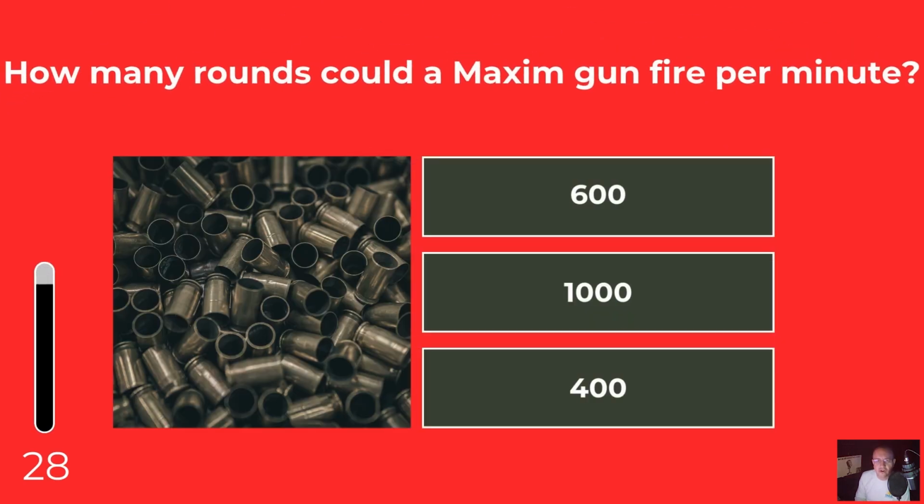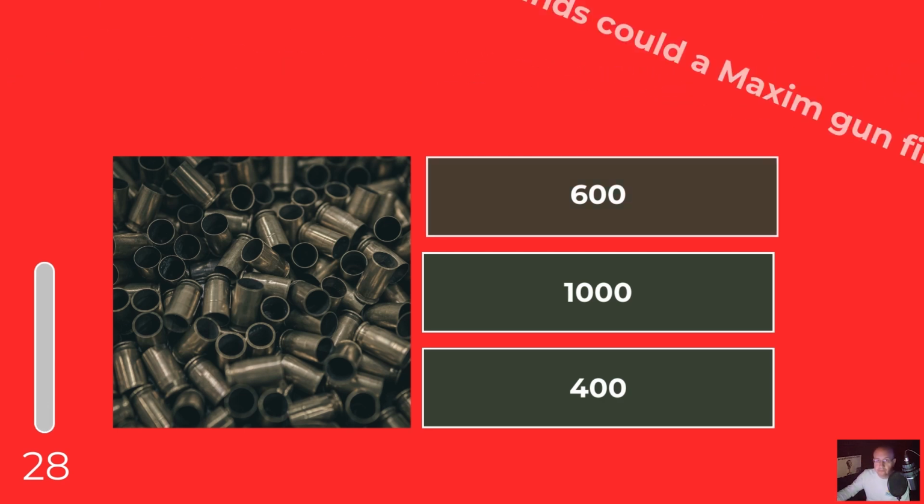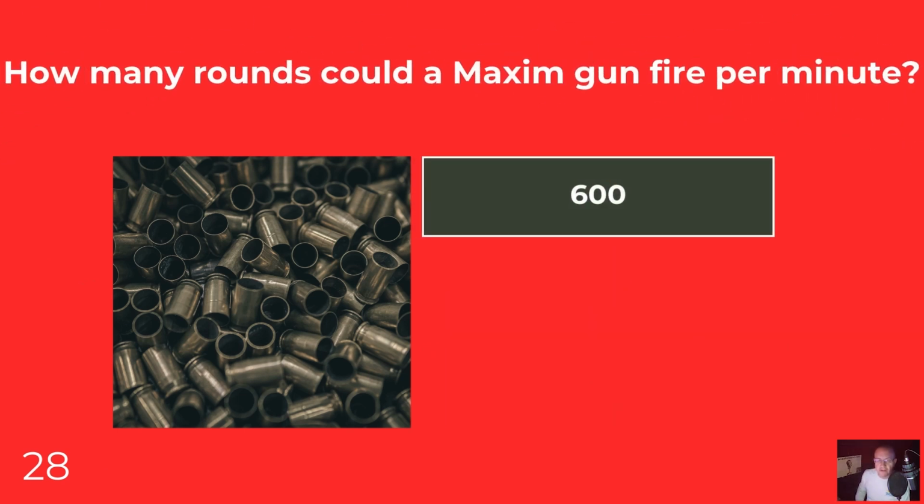How many rounds could a Maxim gun fire per minute? 600 rounds, 1,000 rounds, or 400 rounds per minute? A Maxim gun could fire 600 rounds per minute.